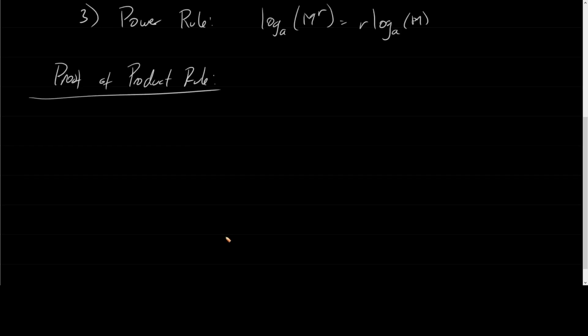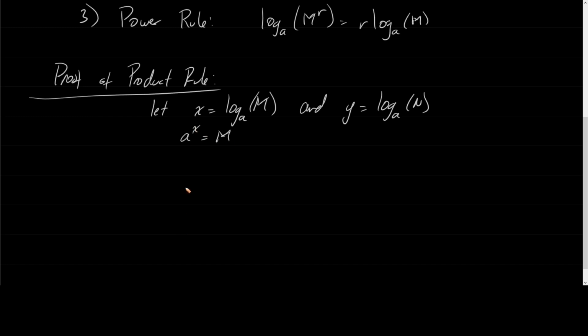The proof of the product rule would be as follows. Let x be equal to log base a of m and y be equal to log base a of n. From here, we would know that a to the x is equal to m and a to the y is equal to n. So essentially, I wrote the logarithmic expressions in exponential form in both of these.